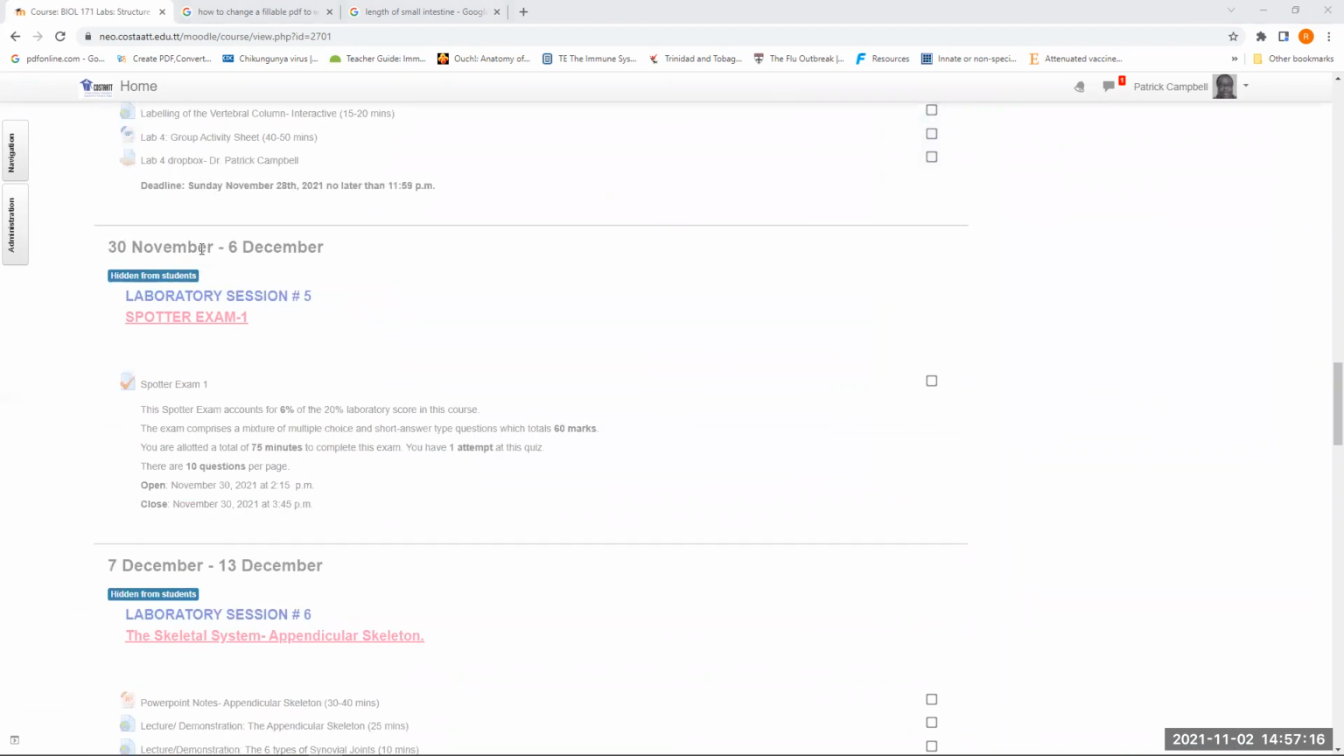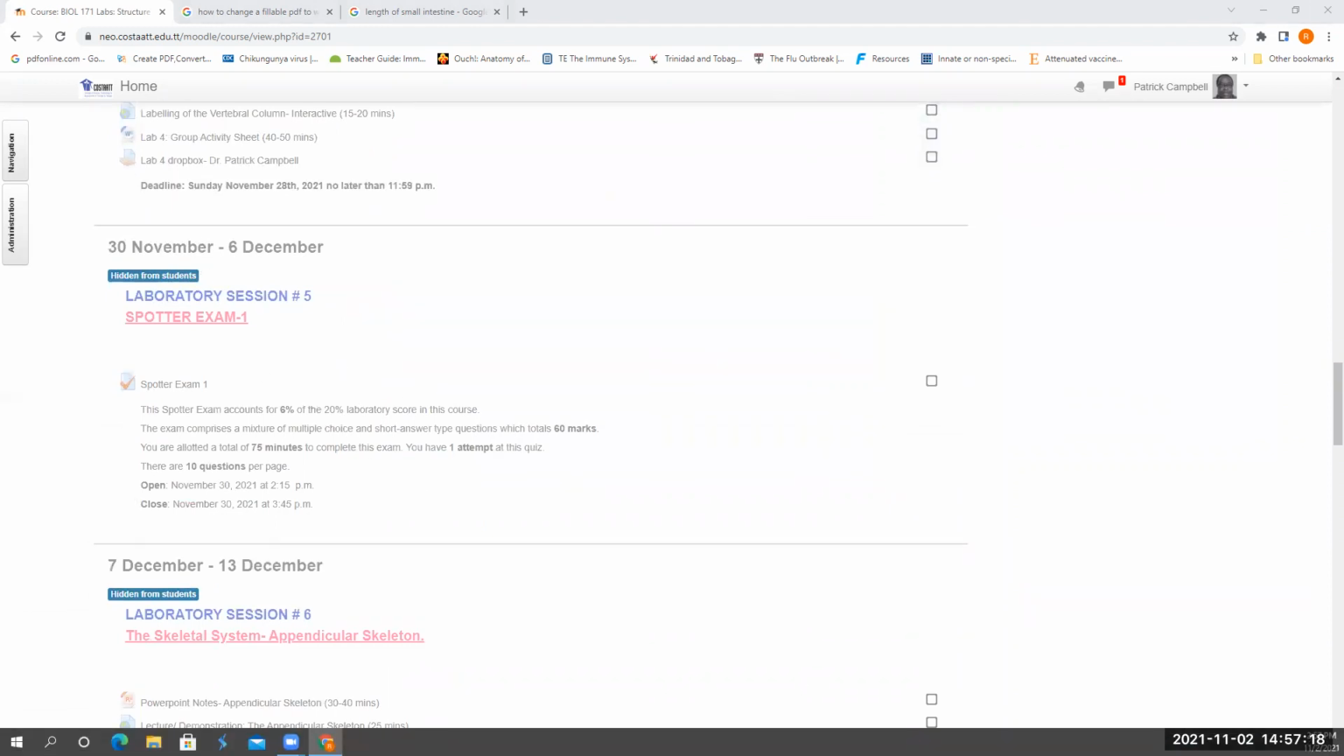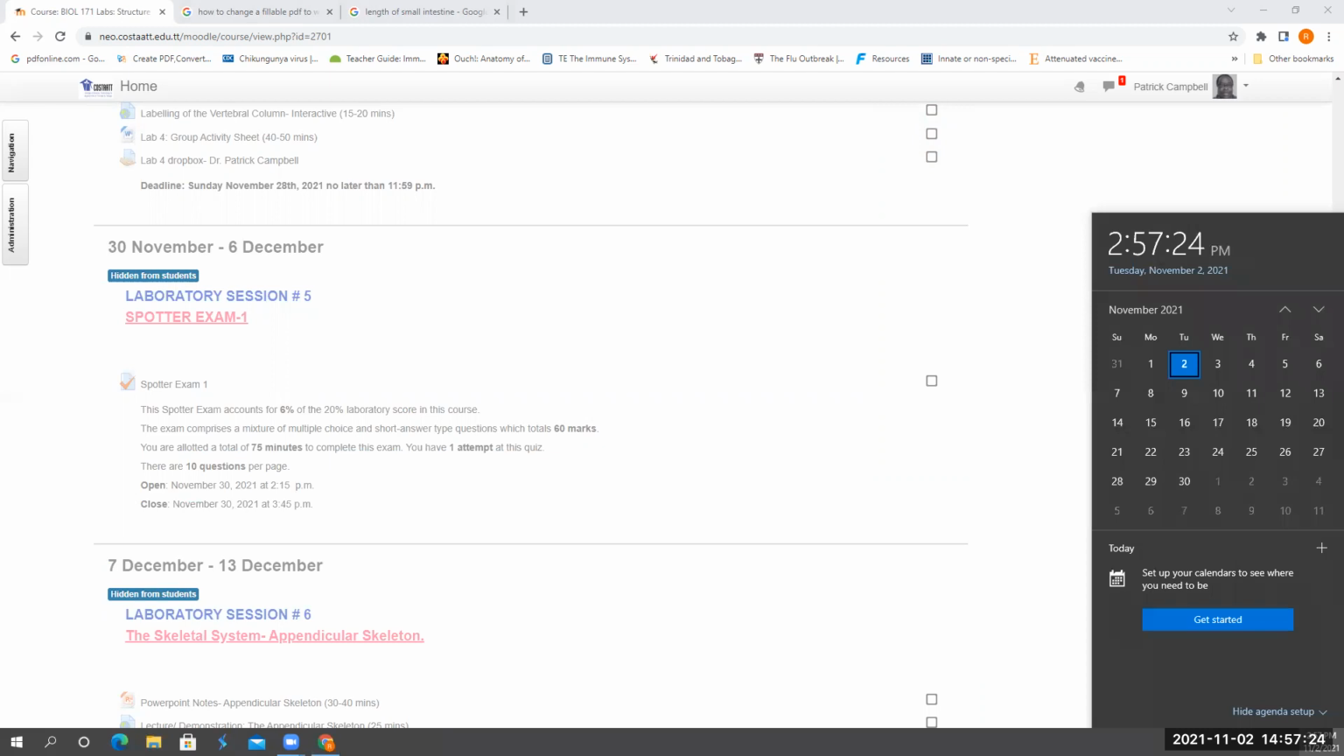Here we see the week of the 30th of November to the 6th of December, right? So that's towards the end of this month. Yeah, so it's carded. I'll tell you the specific date, November the 30th. So that's on the Tuesday. So in fact, that's 1, 2, 3, 4 weeks from now. Yeah?